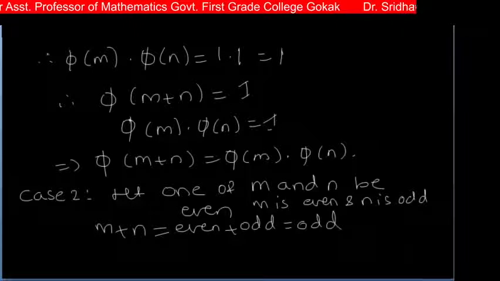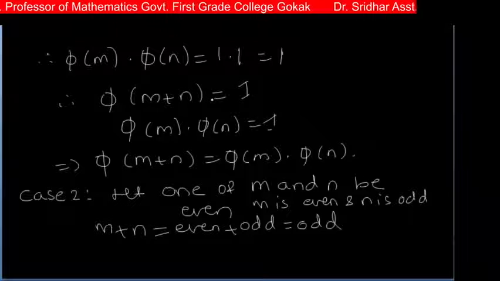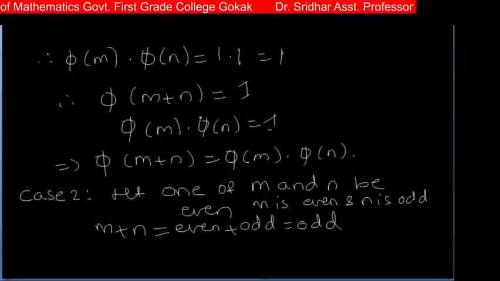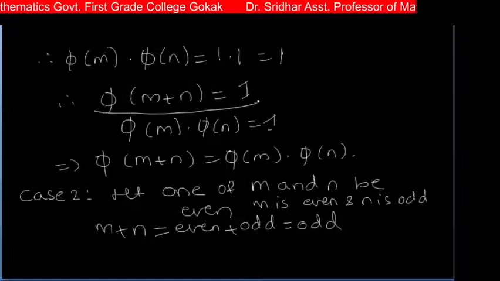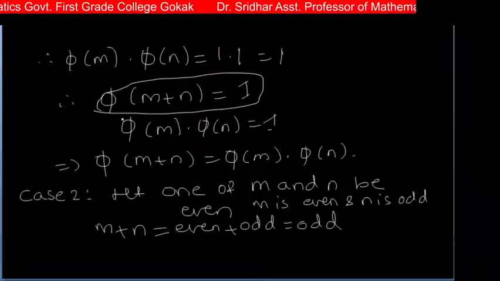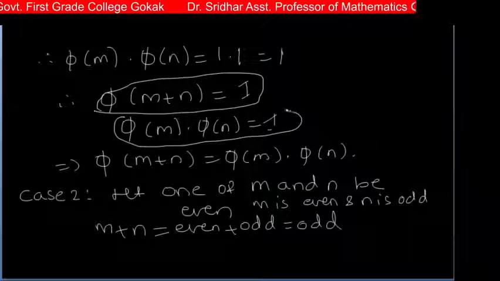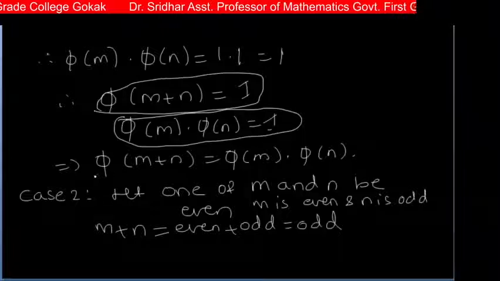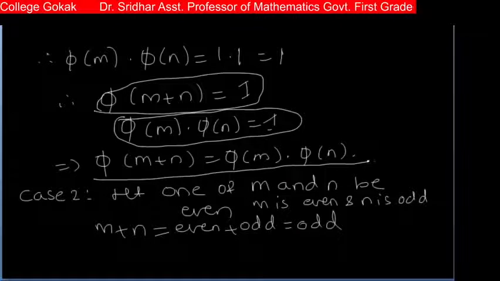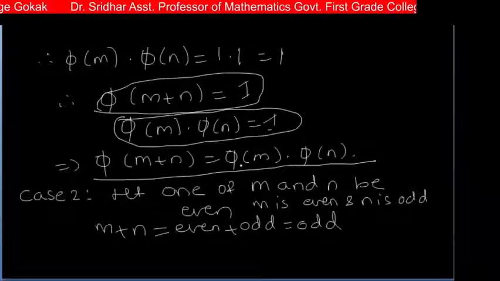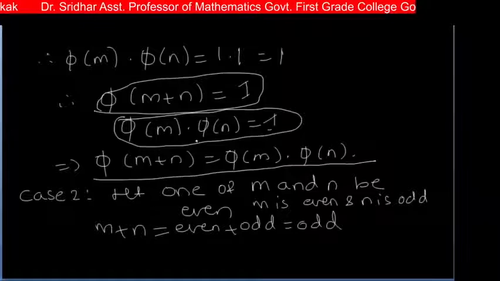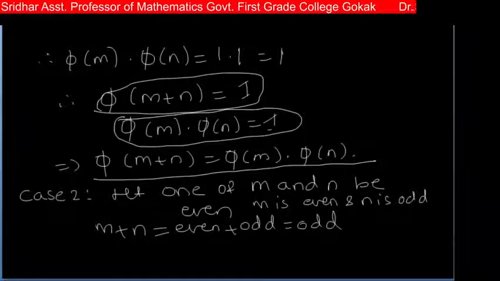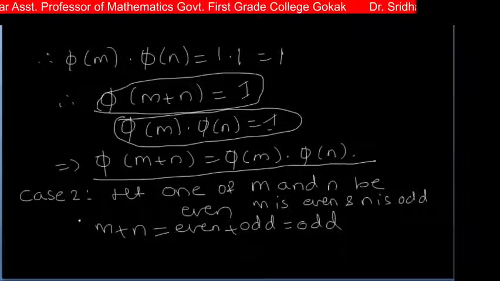So now therefore phi of m plus n we got 1, phi of m into phi of n also we got 1. So from these two, phi of m plus n is 1 and phi of m into phi of n is also 1. From these two it implies phi of m plus n is equal to phi of m into phi of n. So thus the homomorphism condition is proved for the case 1. Okay. Next case, take case 2.